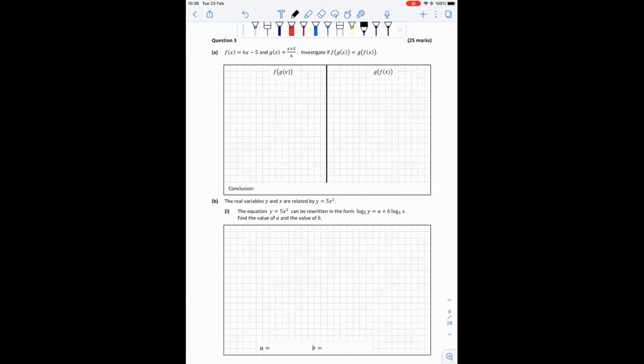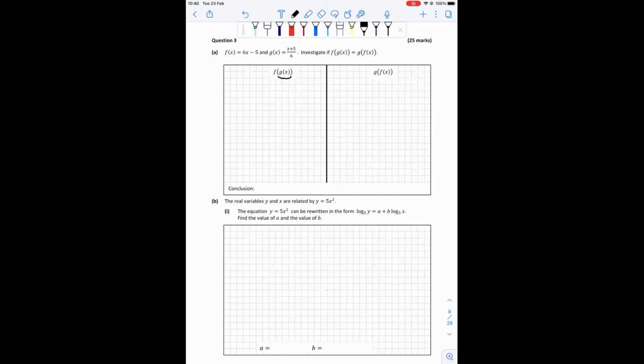Question number 3 gives you two functions, 6x minus 5 and x plus 5 over 6. And they're asking you to investigate if f of g is the same as g of f. This is a composite function question. They're giving us both, but they're asking us to composite both ways. I'm just reminding you how we do composite questions. We start with the inside one, that's the first one, and it goes into f.